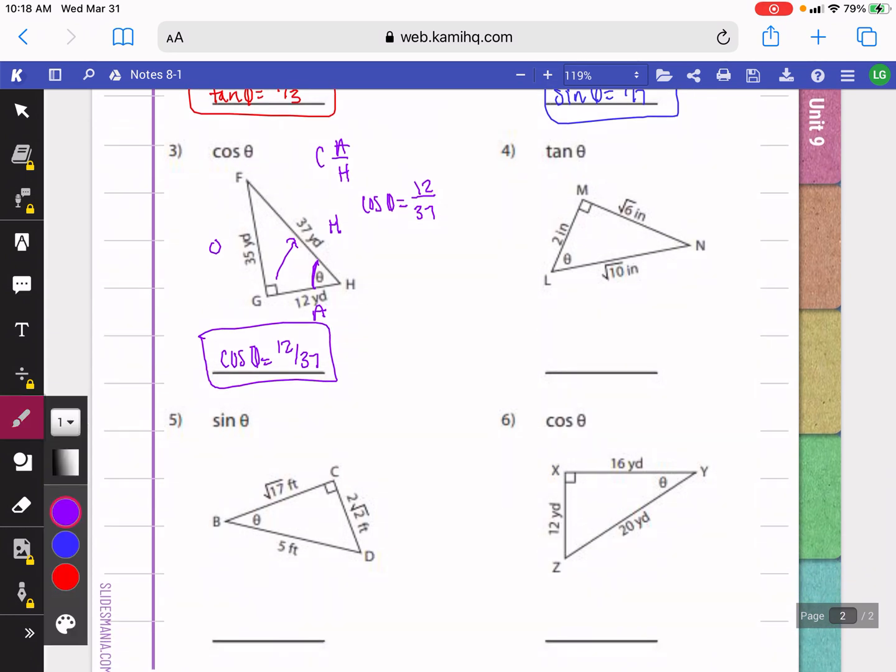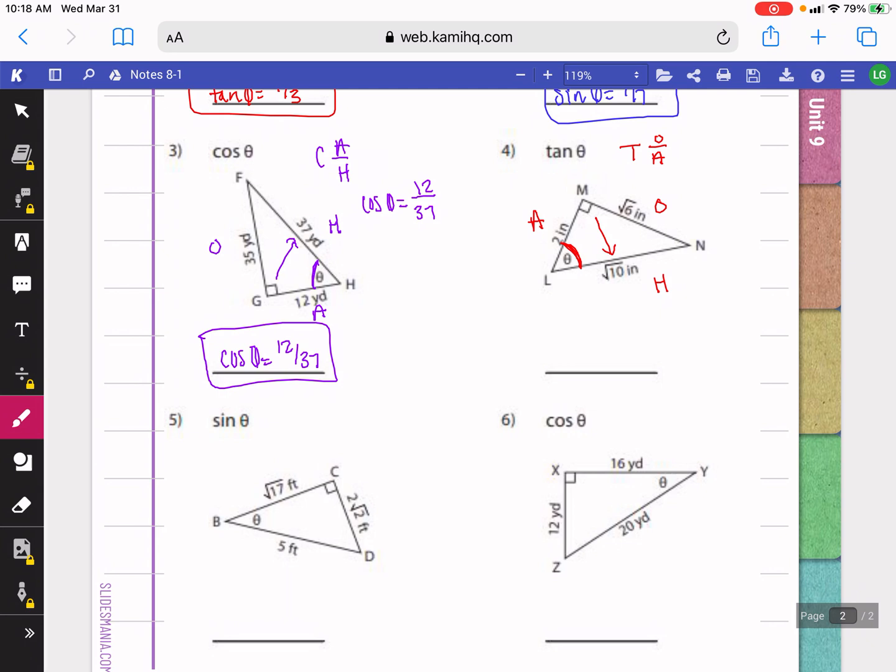Next, we're doing tan theta. Tan is TOA. So I identify my hypotenuse first. Here's my theta. So 2 would be adjacent, square root of 6 would be opposite. So I have tan theta equals O over a, which would be square root of 6 over 2. There's not a root in the denominator, so it's okay to leave this one like that. So tan theta equals square root of 6 over 2.